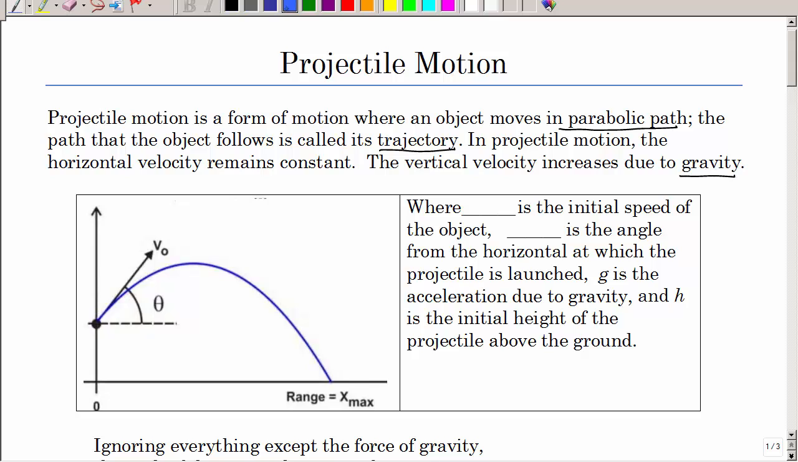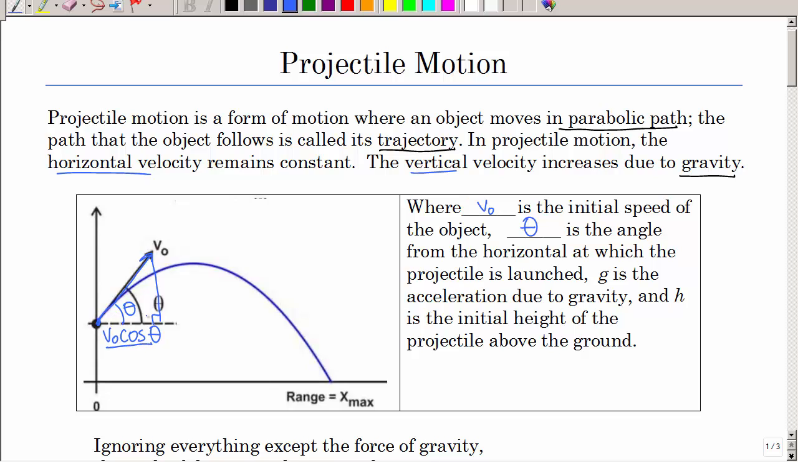So how can we have a vertical velocity and a horizontal velocity? It's because we go back to vectors. Velocity is a vector, and we're going to break it down into its two components. If the angle of trajectory is theta, then this component is v naught cosine theta, where v naught is the initial speed of the object, and theta is the angle from the horizontal at which the projectile is launched.